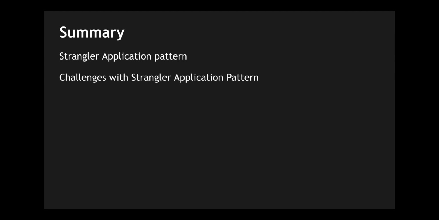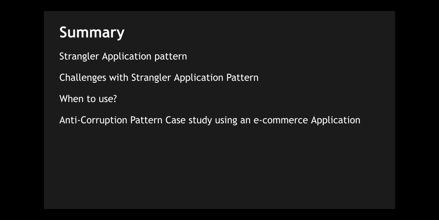Let me summarize what we just discussed. We initially saw the Strangler application pattern for converting monoliths to microservices. Then we saw some of the challenges in the Strangler application pattern. We also saw when to use the anti-corruption pattern along with the Strangler application pattern. We also saw the use case of the e-commerce application with the same example which we had in the Strangler application pattern. We finally ended up with the limitations of the anti-corruption pattern.